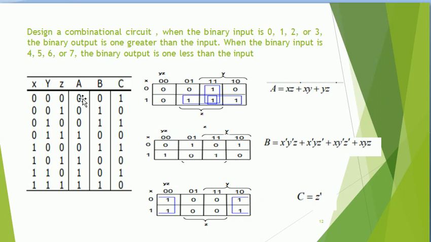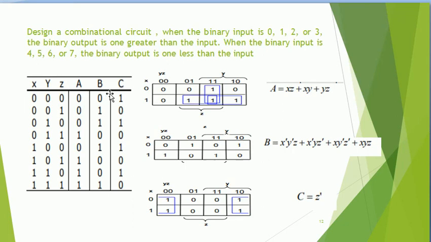So list out the input variables and output variables in a truth table. For the 0, 1, 2, 3 combinations, the output is 1 greater than the input. So for 0, the output is 1; for 1, 2; for 2, 3; for 3, 4. Then for 4, 5, 6, 7, the output is 1 less than the input. So for 4 it is 3, for 5 the output is 4, for 6 the output is 5, and for 7 the output is 6.